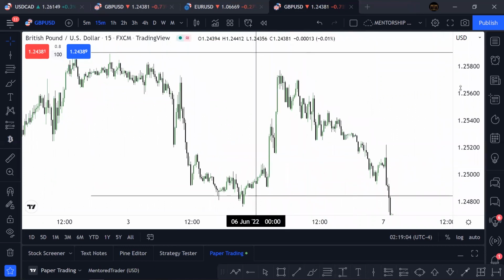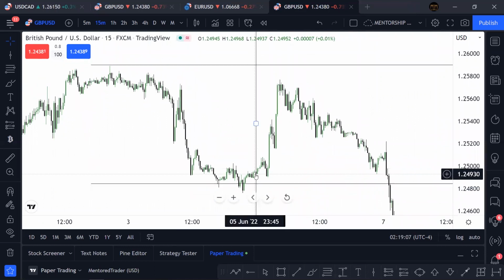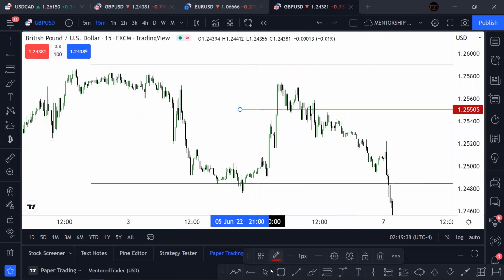Price opens here and rallies. It opens here and rallies. Let's look for the 50 level and the 80 level. This is 60, then 50. The 50 level. We have 50 there. We also have 80 there.